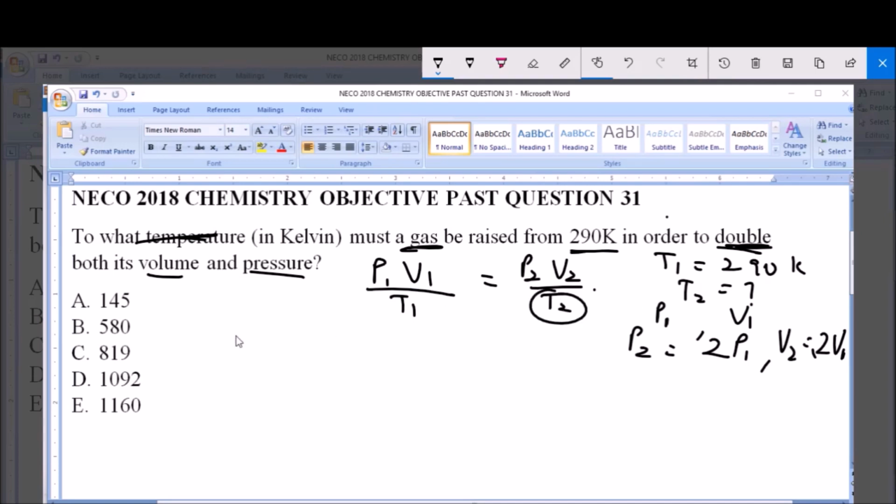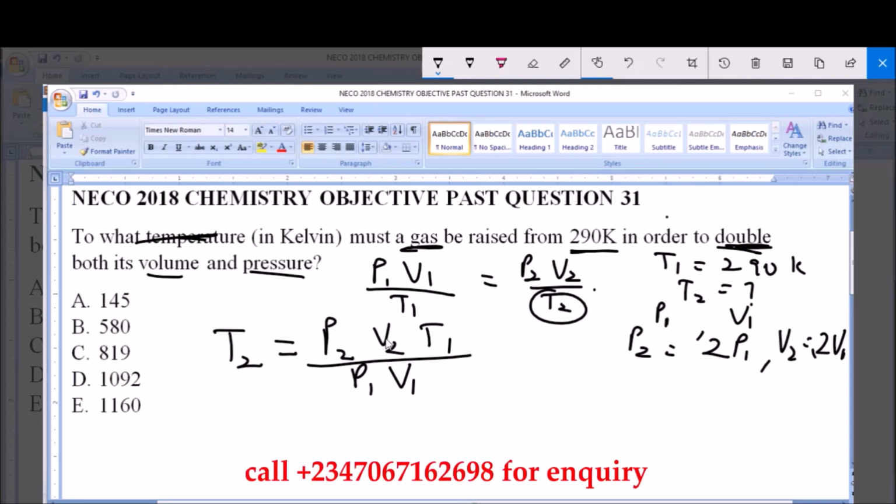If you make T2 the subject of the formula, T2 will be equal to P2 times V2 times T1, all over P1 times V1. So this is the expression to get our final temperature. Now let's substitute each value.